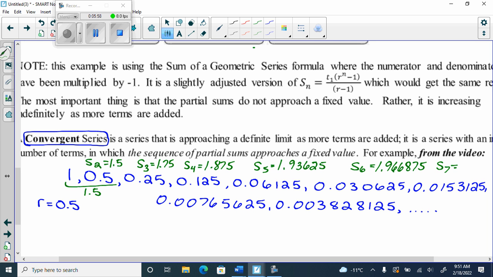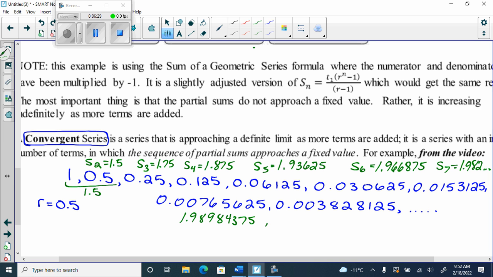I'm adding 0.015625, like that. That zero's not going to affect my first number. Well, in this case, it will help, but I get 1.98 and so on. When I add plus 0.0078125, I'm at 1.9921875, and I keep going. Is the number changing a lot?